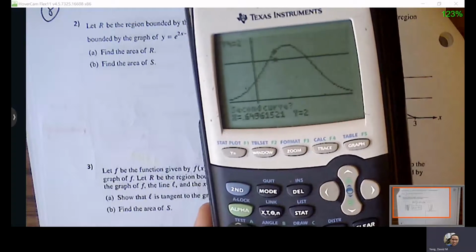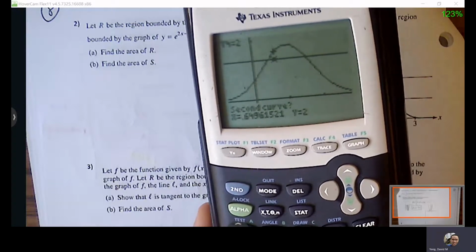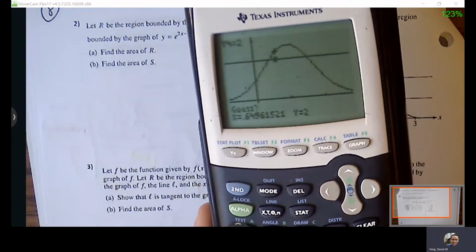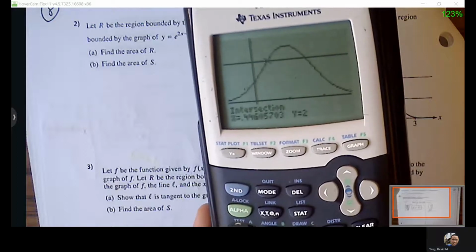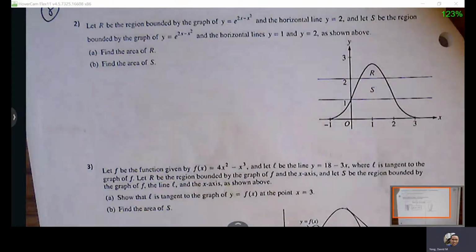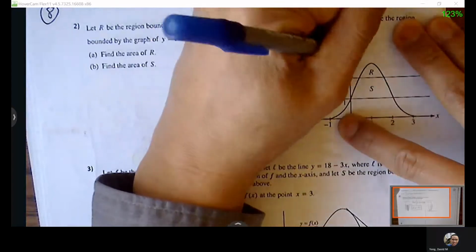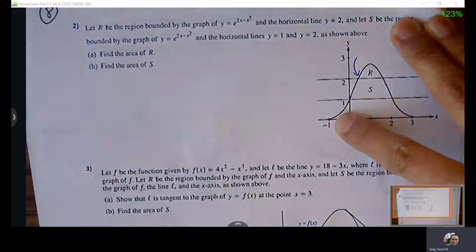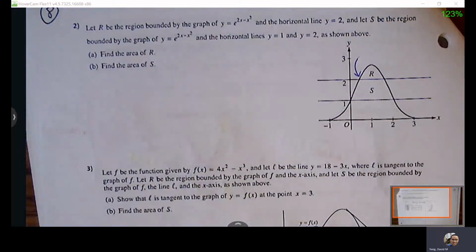So we have to kind of tell the calculator, okay, choose the closest point between these two curves, 0.446, and I got to do it again, and then pick a point that's closer to the other intersection that I want to find.